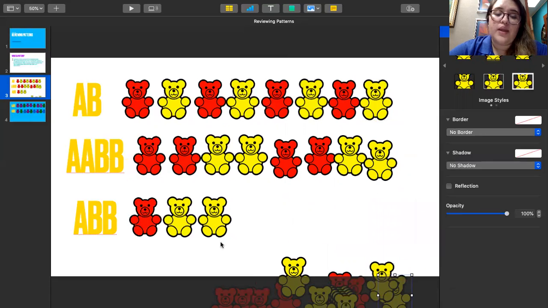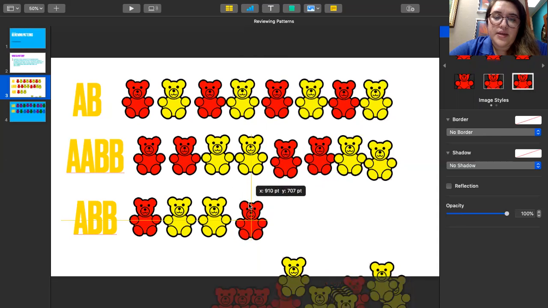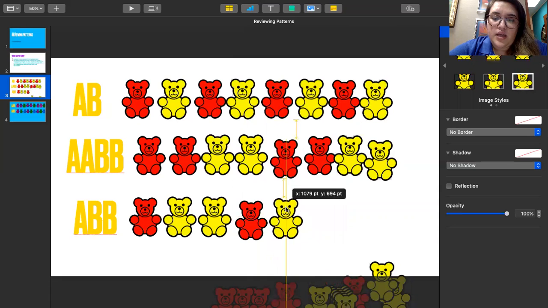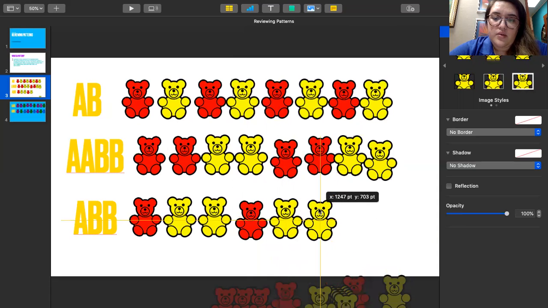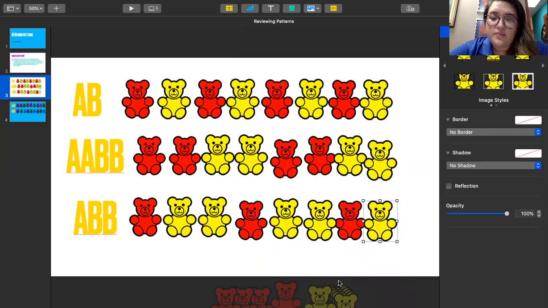Now, if I have an ABB pattern, I'm using two colors as well. I'm using red and yellow. So A is red, and BB is yellow. So A, BB: red, yellow, yellow. Red, yellow, yellow. Red, yellow, yellow. Very good.